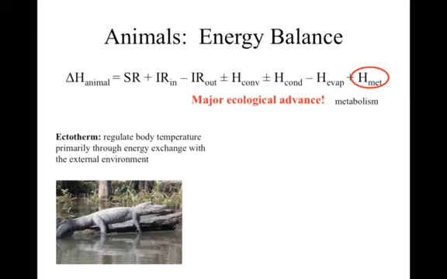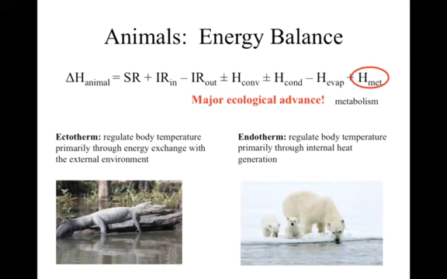So when it's cold out, they have to bask. That's why you see alligators out sunning themselves. They're trying to warm up so that they can actually move. Endotherms, that's like us, that's like all mammals, they regulate their body temperature through internal heat generation.